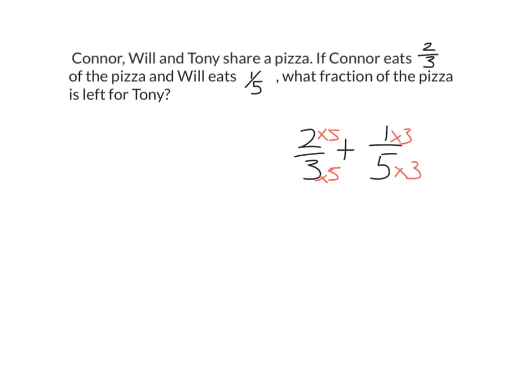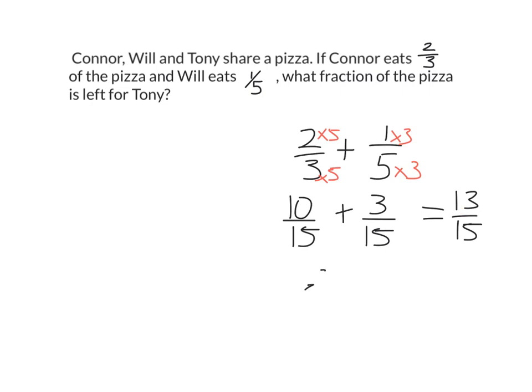So 2 over 3 is the same as 10 over 15. 1 over 5 is the same as 3 over 15. So adding these up, I just add the numerators. I get 13 over 15. So Will and Connor ate 13/15 of the pizza. So that, of course, means 2/15 will be left for Tony.